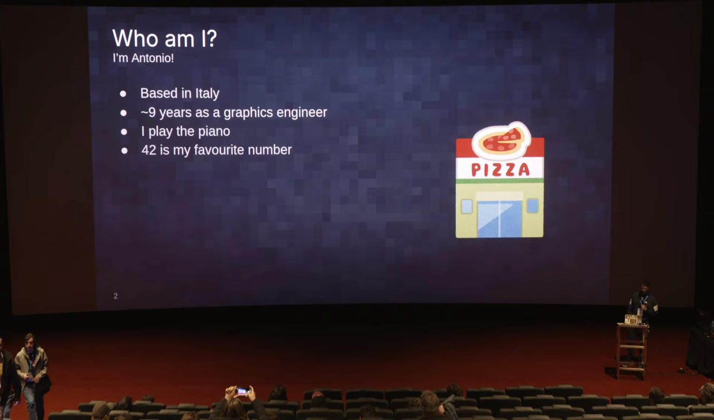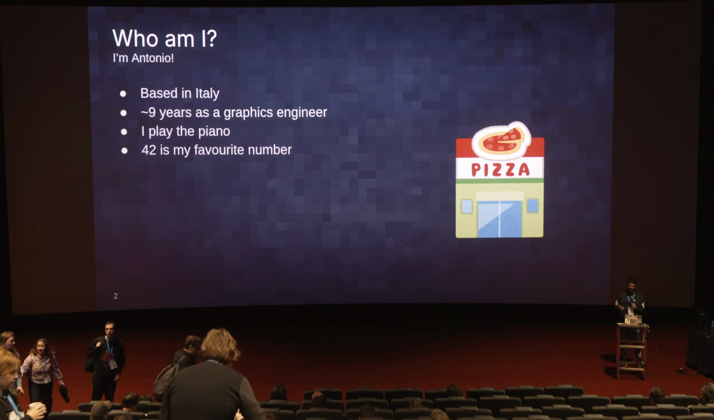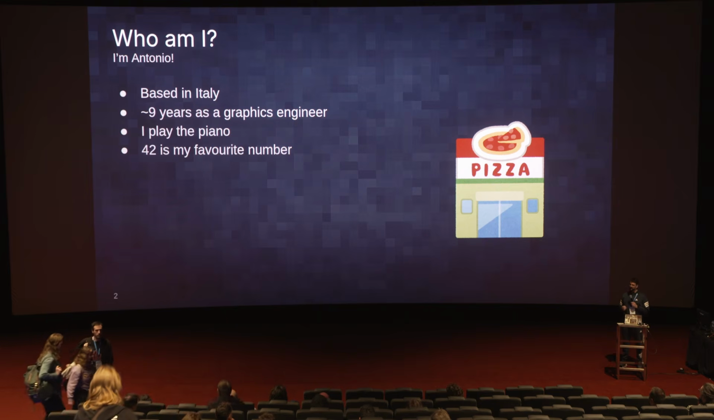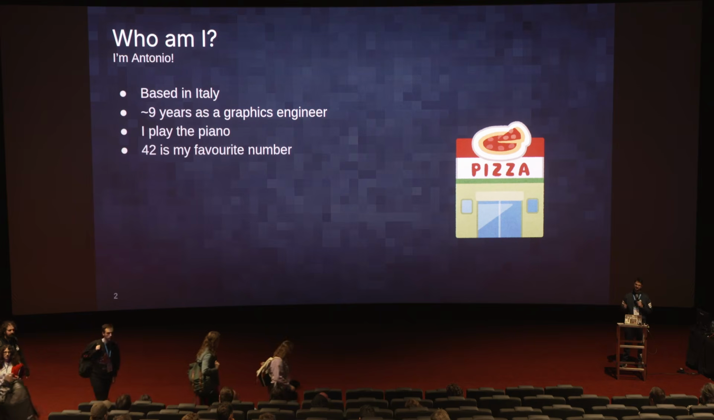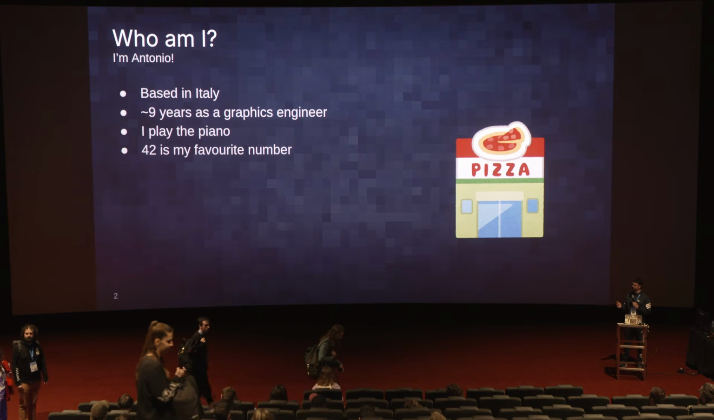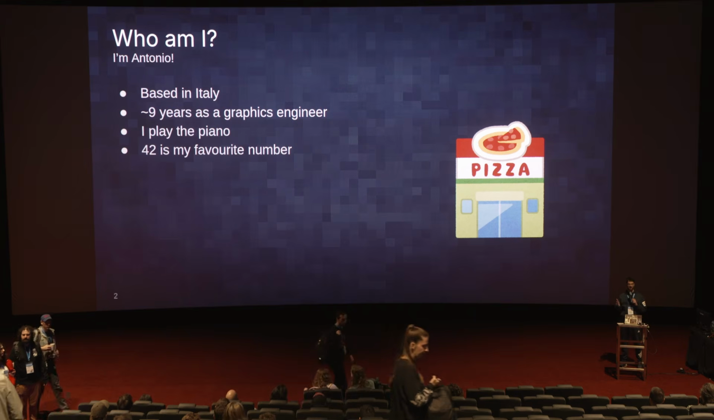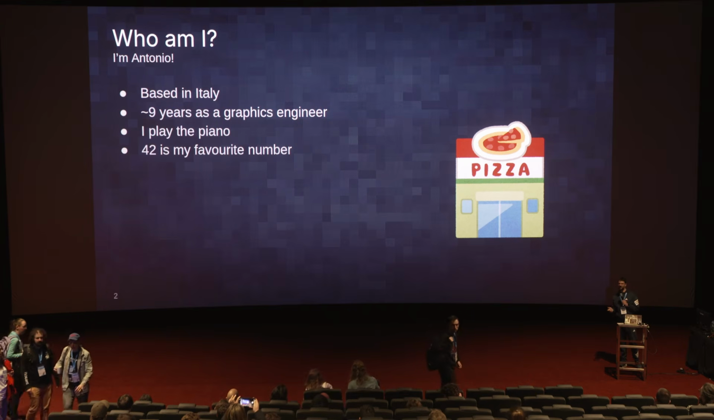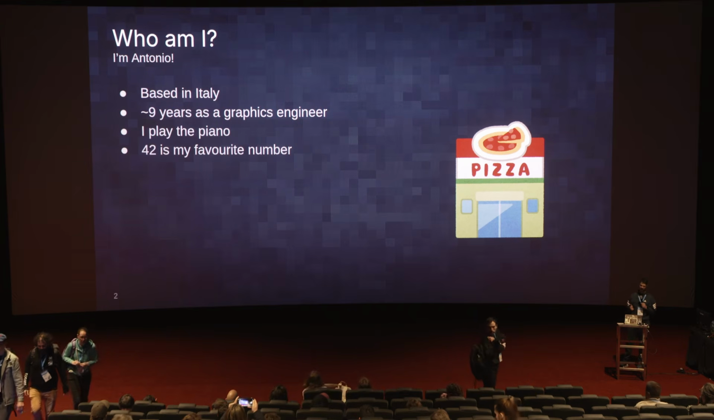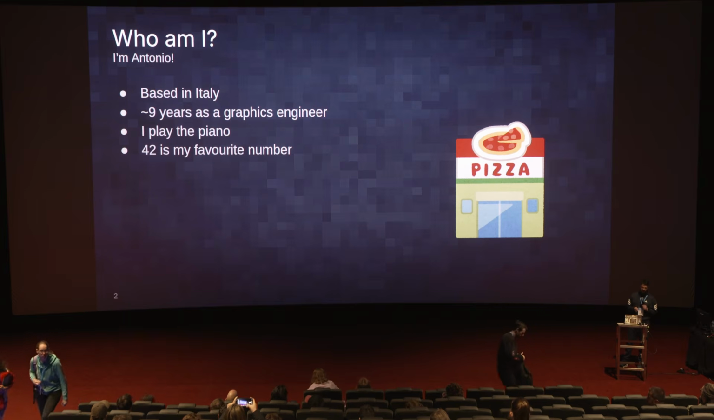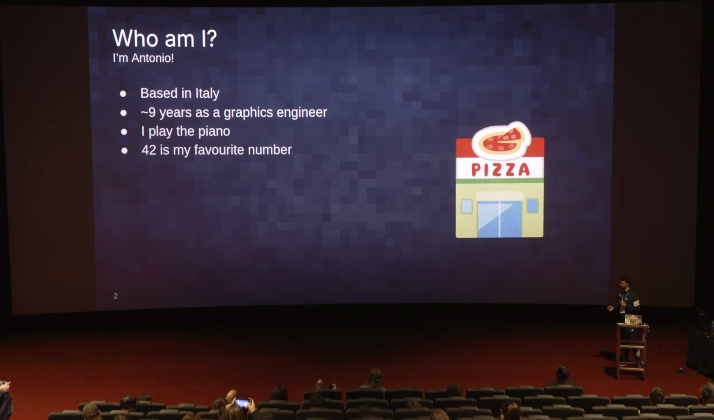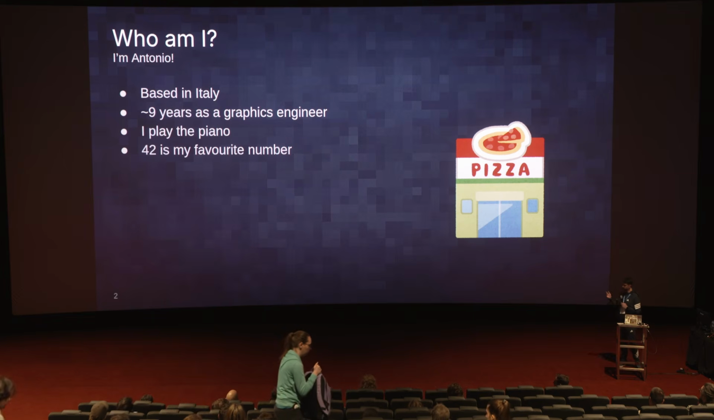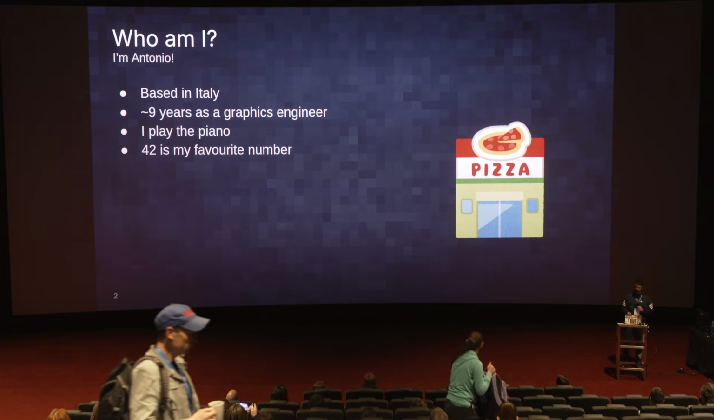So, who am I? My name is Antonio, and I'm a software engineer, and I'm based in Italy. 9 years ago, I moved to the UK, where I started my career in the graphics industry. I worked for Imagination Technologies, ARM, Collabora, Qualcomm, and now I've been working at LunarG for more than 1 year. I also play the piano. I like computer games, board games, fantasy, science fiction, and of course 42 is my favorite number, if you know what I mean.